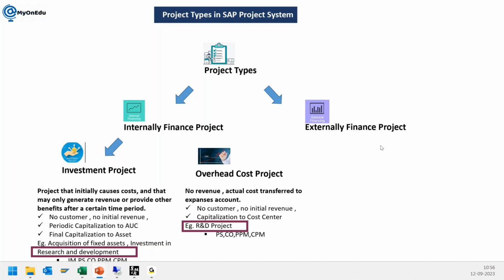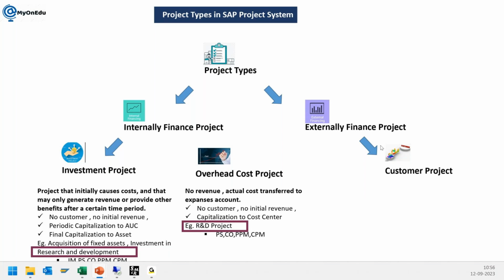Here the modules involved are PS, CO, PPM and CPM. And then we have an externally financed project. An externally financed project is our customer project. Okay, so we call it a customer project as well.